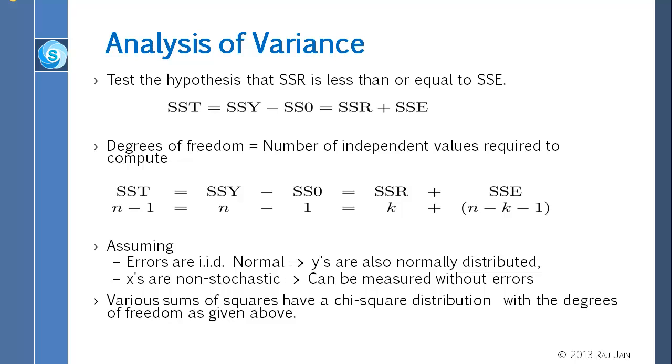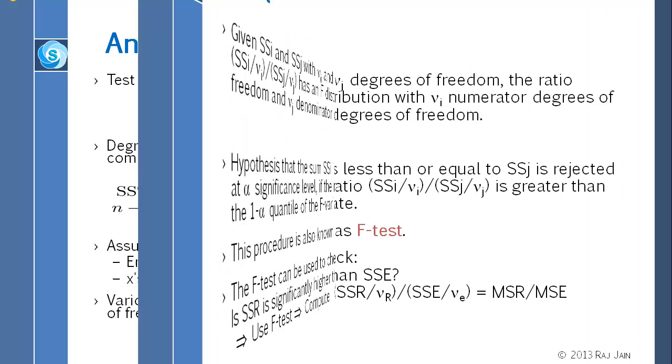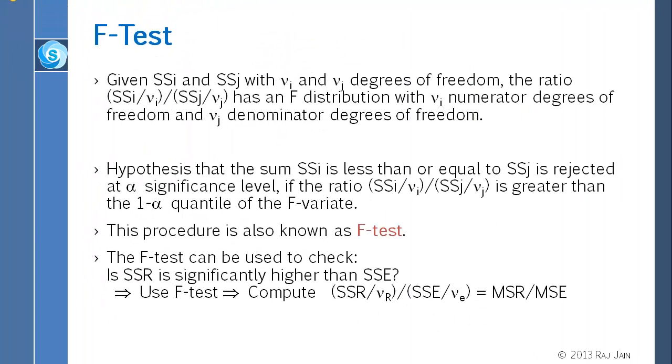If you just take n normals and sum them up, what do you get? Normal. If you square them and then add them up, you get a chi-square. And if you take a chi-square and you take another chi-square and divide them, the ratio has an F distribution.